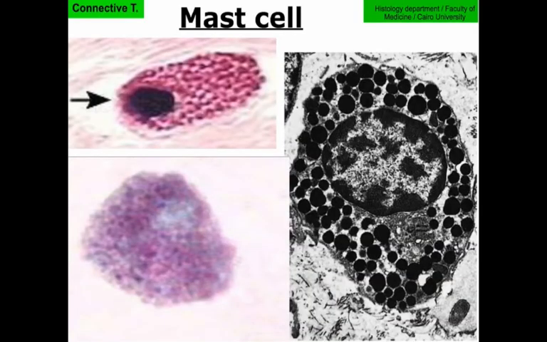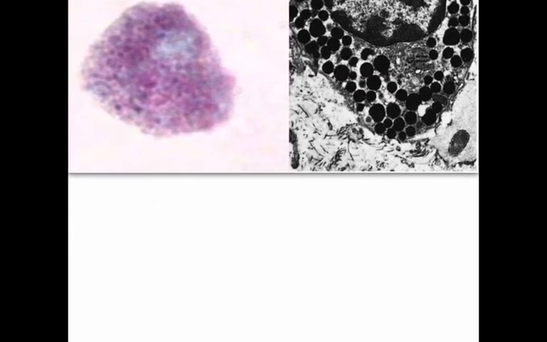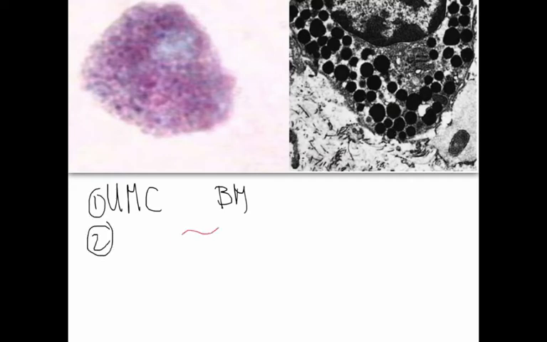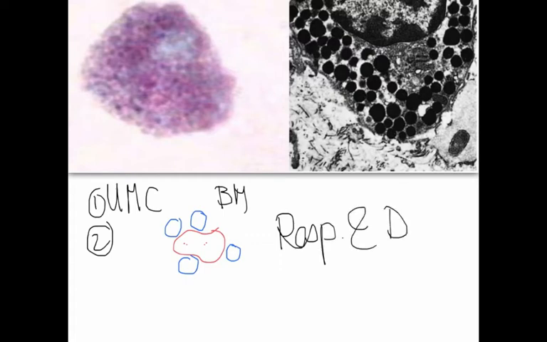This is the mast cell, which is a free connective tissue cell originating, number 1, from the UMC. Origin from UMC in the bone marrow. Number 2, the site: it is present very near to the blood vessels, especially in the respiratory system as well as the digestive system. Respiratory and digestive.